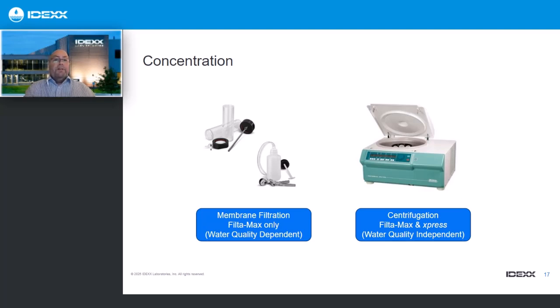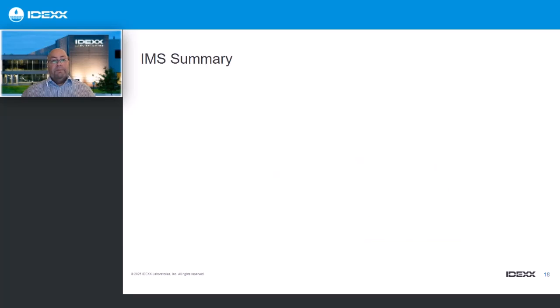For sample concentration, again, there are a couple of options. If you're using the Filta Max only, there are options for membrane filtration to concentrate that sample. But then additionally, it needs to be further concentrated. So for Filta Max and Filta Max Xpress, we also include a centrifugation step where we're concentrating all of that material, both targets, Cryptosporidium and Giardia, but also the particulate matter, into a small pellet at the bottom of a centrifuge tube.